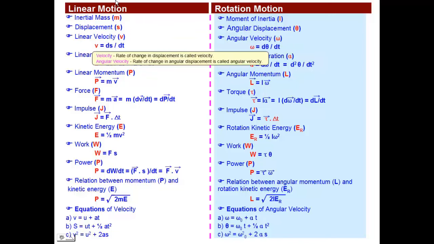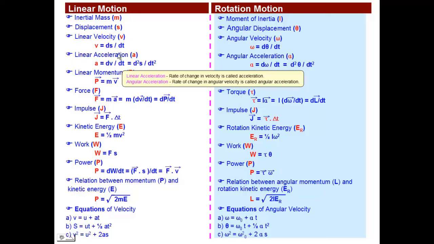Next is velocity. In linear motion, linear velocity is represented by v, and in angular motion by omega. Velocity in linear motion is the rate of change of displacement. Angular velocity, shown by omega, is the rate of change of angular displacement.